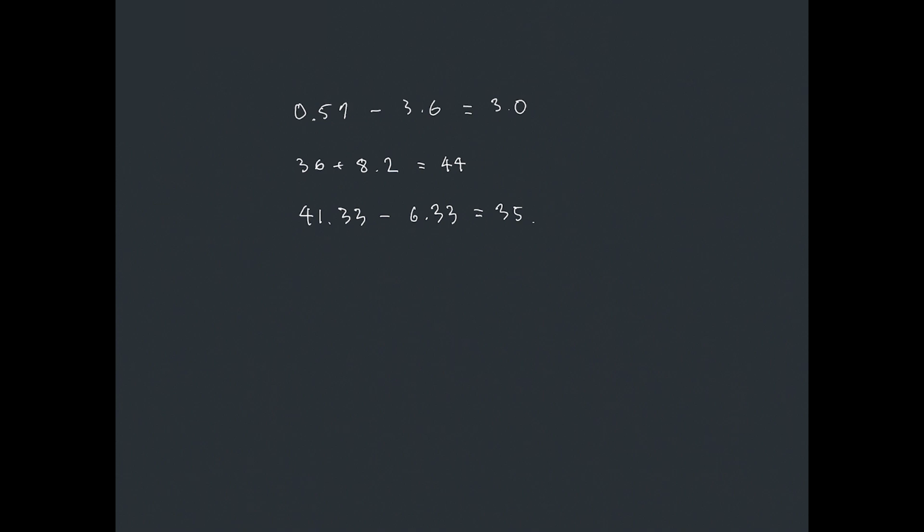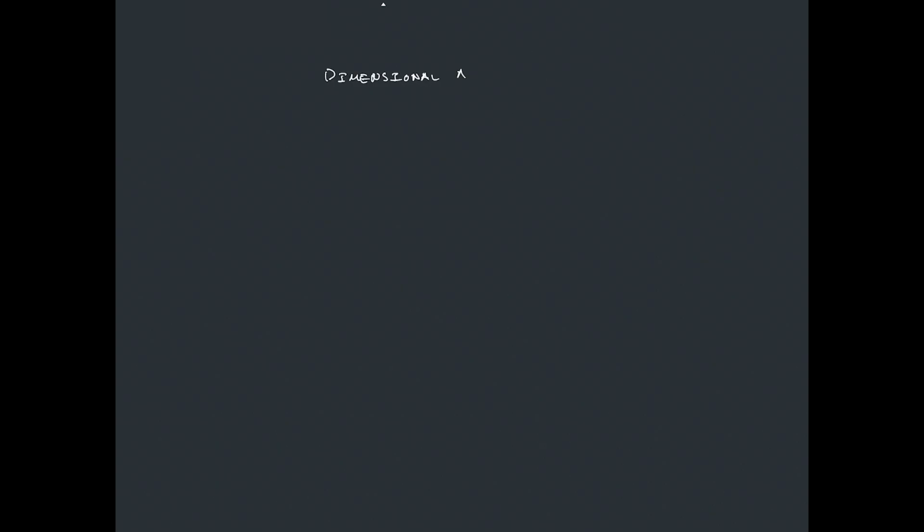So we're not rounding to the number with the least sig figs, we're rounding to the number with the least decimal places, which is 2 in this case, so the end result has 2 decimal places as well. All right, let's move on to dimensional analysis.